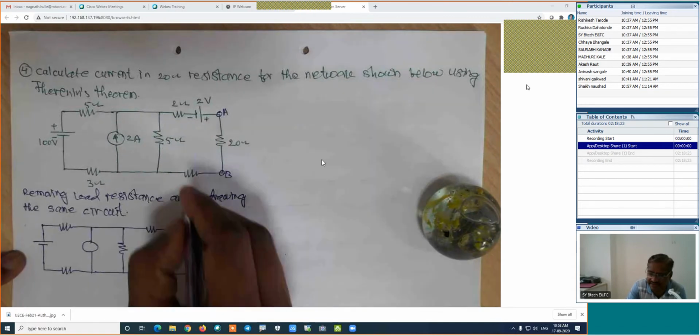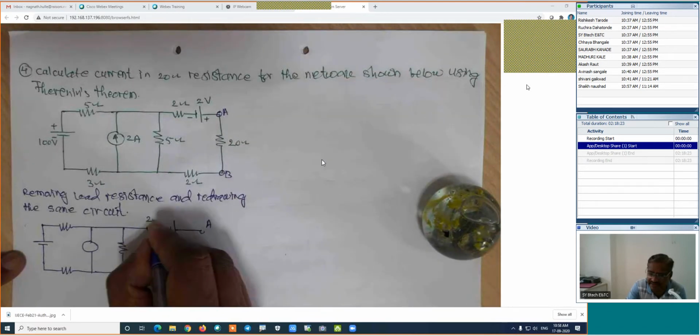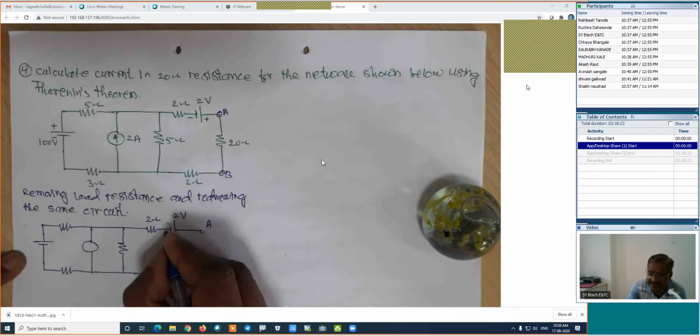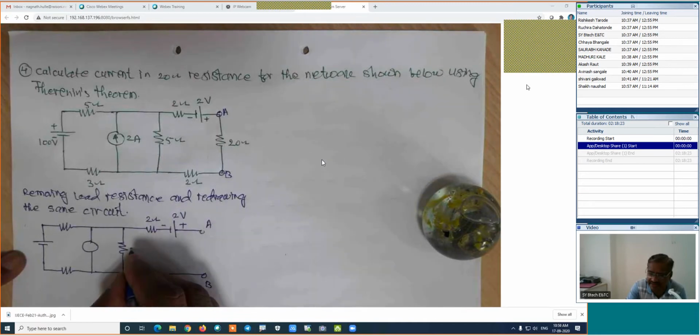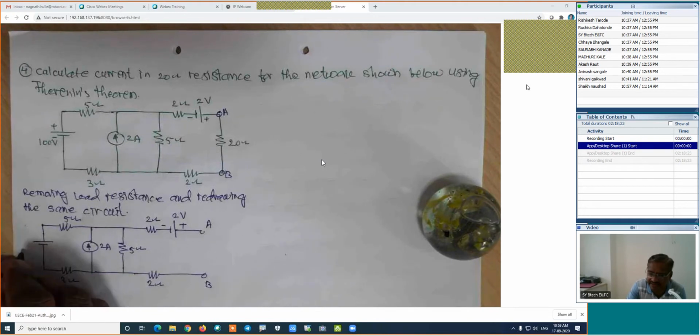It will be the 2 ohm. This is 2 ohm. This is 2 ohm. It is 2 volt. This is minus, this is plus. It is 5 ohm. This current is 2 amperes. This is 5 ohm. This is 3 ohm. And it will be the 100 volt. This is plus and this is minus. Is it right?